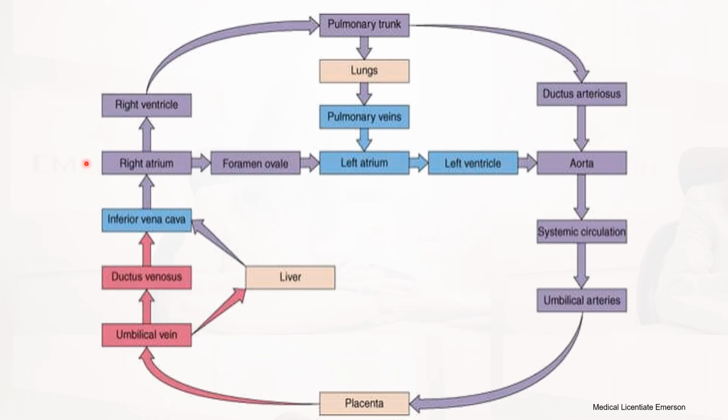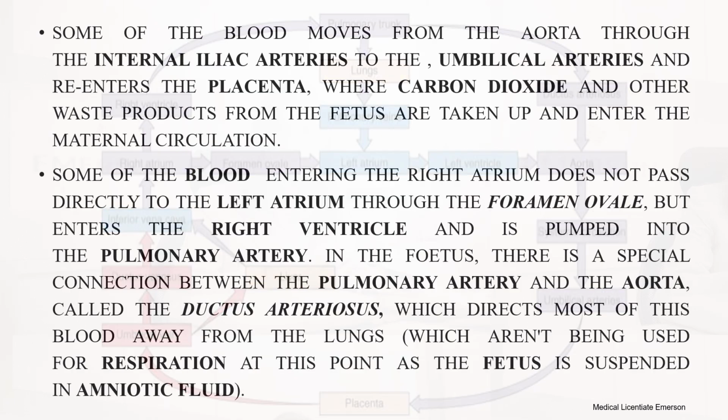Then the blood which went to the right ventricle is going to pass through the pulmonary trunk, go to the lungs, and again pass through the pulmonary veins. Then the blood which passes through the ductus arteriosus also, they are all going to meet at the aorta. Then they will give systemic circulation and go to the umbilical arteries and back to the placenta.